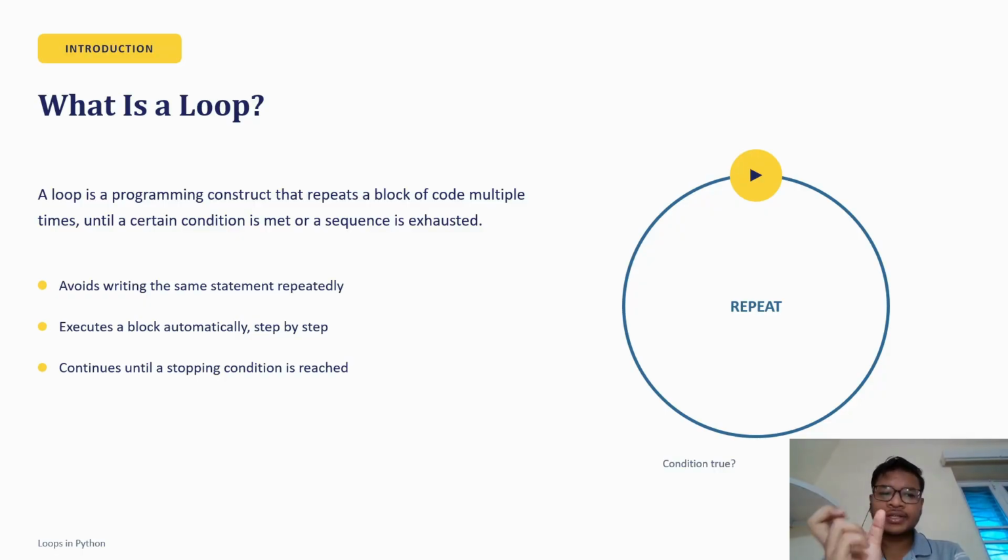It avoids writing the same statement repeatedly. Another thing, it executes the block automatically, step by step. And the third thing is it continues until a stopping condition is reached. Okay. These are all three functionalities of a loop.